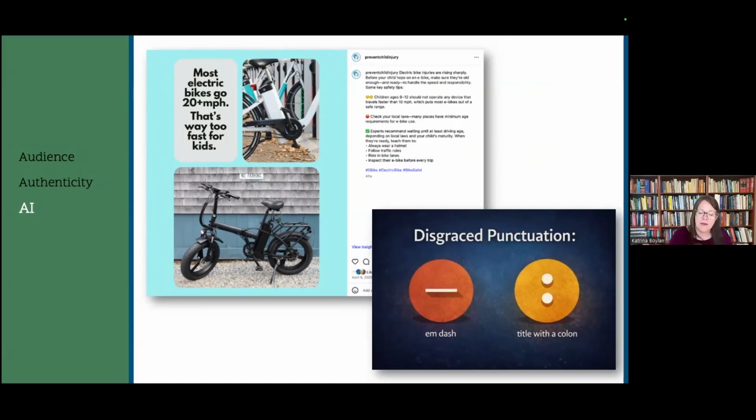And it makes sense that the M dash is now a marker of this, because these AI models were trained on writing and good writers use M dashes. And so it's frustrating for those of us who write for a living, because we're trying to reclaim the M dash.